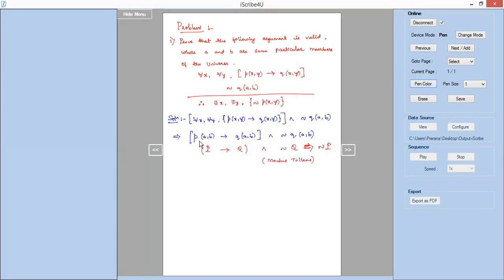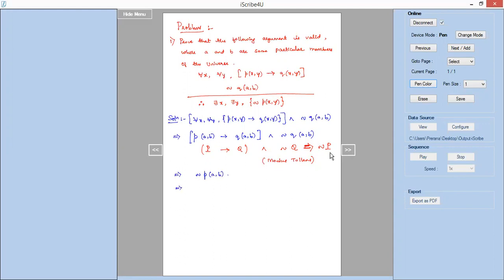Keeping this in mind, let us apply it to the previous step. We have in place of P, p(a, b). We have in place of Q, q(a, b). So we have negation q(a, b). So this should imply negation P for us, which is negation p(a, b), by application of the modus tollens rule.